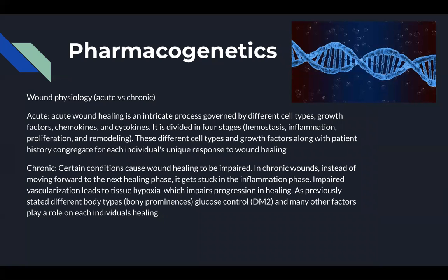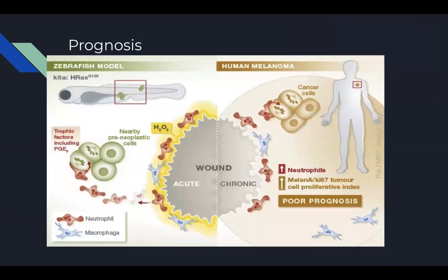And then in chronic wounds, certain conditions cause wound healing to be impaired. Instead of moving forward to the next healing phase, it gets stuck in the inflammation phase. So the impaired vascularization, as previously stated, will lead to hypoxia. So the wound isn't getting the oxygen and nutrients it needs. And different things like diabetes from poor glucose control, or bony prominences, and many other factors play a role in each individual's wound healing. So I'm going to go ahead and pass it off to Nadezhda, and she's going to talk to you about prognosis.